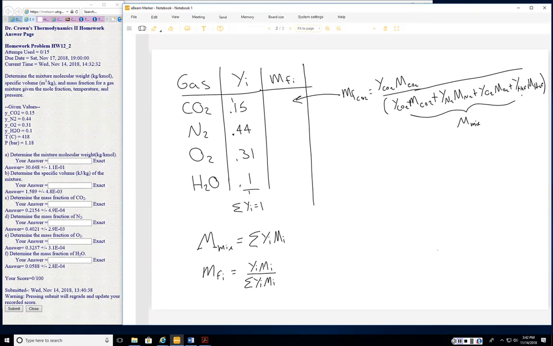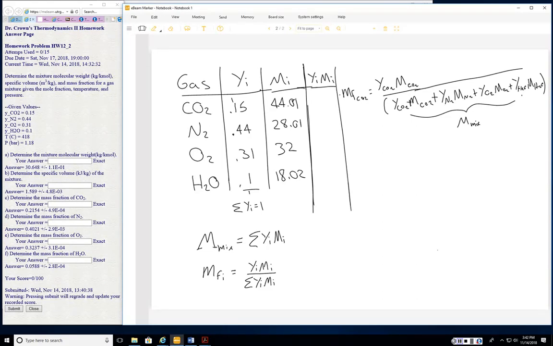So it might be worth writing, let's put that in one column over. Let's put Mi in a column. And we have 44.01, 28.01, 32, and 18.02. And then this next column we could put yi Mi if we wanted to calculate it here.